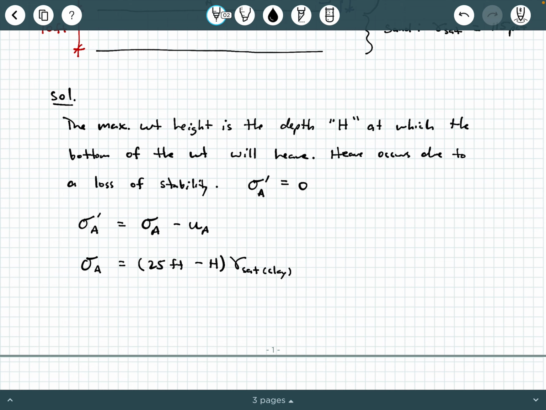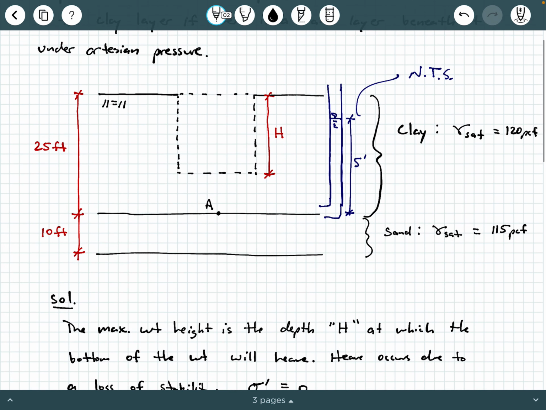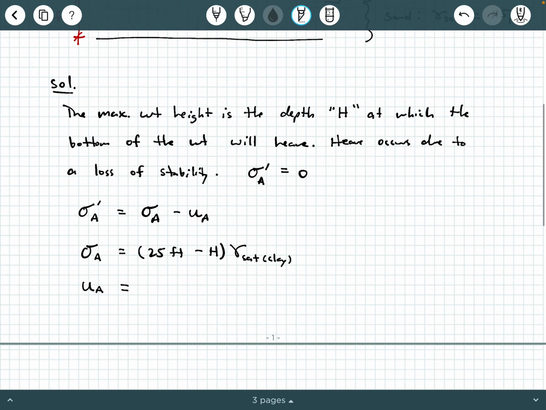What about the pore pressure? What about the pore pressure at A? Well, point A is under Artesian pressure, right? And so that's measured by what's happening with this installed piezometer. So we said the water level rose up by 5 feet in a piezometer, okay? So the Artesian pressure, or the pore pressure that's happening at point A, is going to be the unit weight of water times 5 feet, the height that the water rose in that installed piezometer, okay?